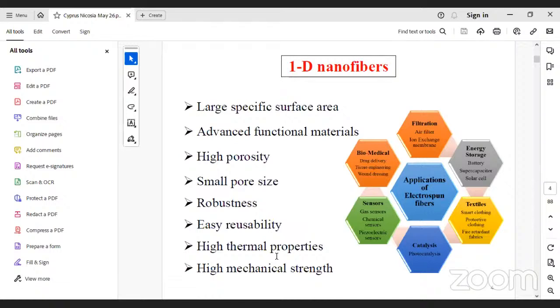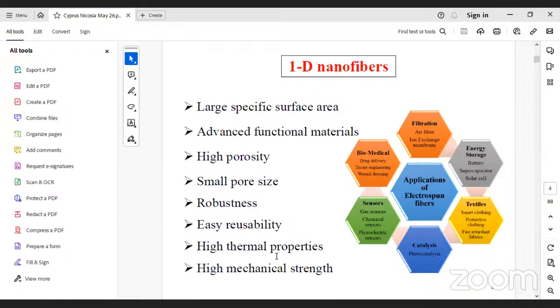The large specific surface area. The material has a very advanced, high porosity. Porosity is one of the most important aspects for nanofibers. With high porosity, whatever the single pore size is, that single pore size should be very small. Robustness, easy reusability, high thermal stability, as well as high mechanical strength. When we talk about high thermal stability and high mechanical strength, in filtration, as an ion exchange membrane, it needs very good mechanical strength. If the strength is very low, then the material cannot be sustained for long filtration purposes.